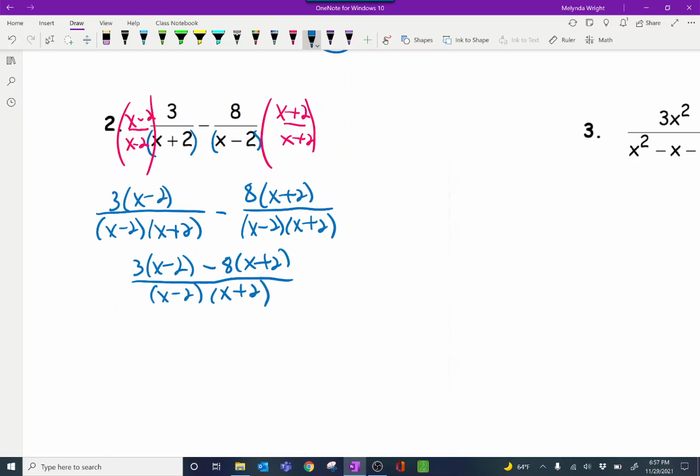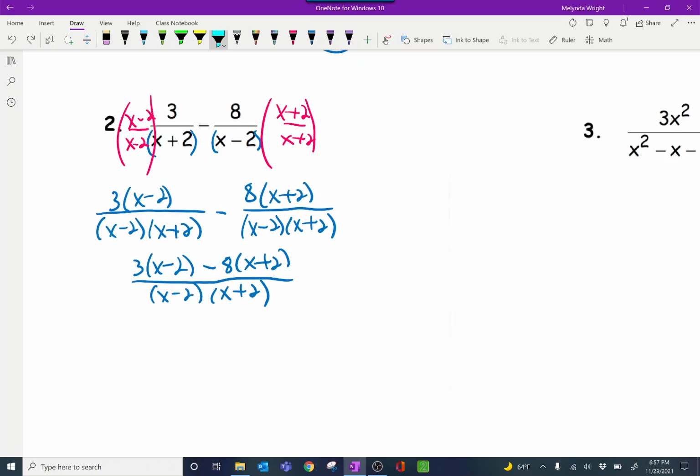Now, some students would be very tempted to start crossing stuff out. Like, oh, let's cross the x minus 2's out. Oh, let's cross the x plus 2's out. So let's look at why that's not okay. This is the reason that that is not okay. There's a subtraction sign there. We are not allowed to just cross things out that are attached by addition or subtraction. That is not okay. So that's why we can't do that.